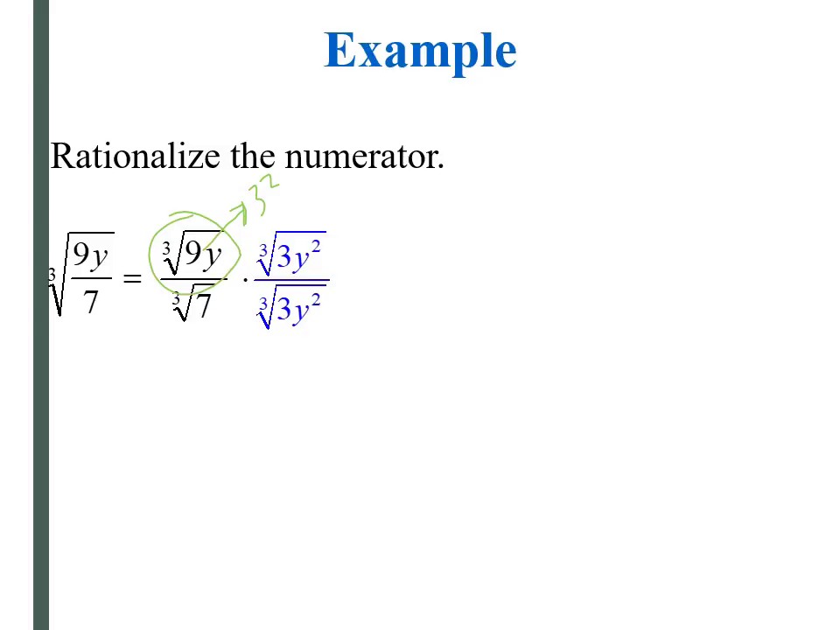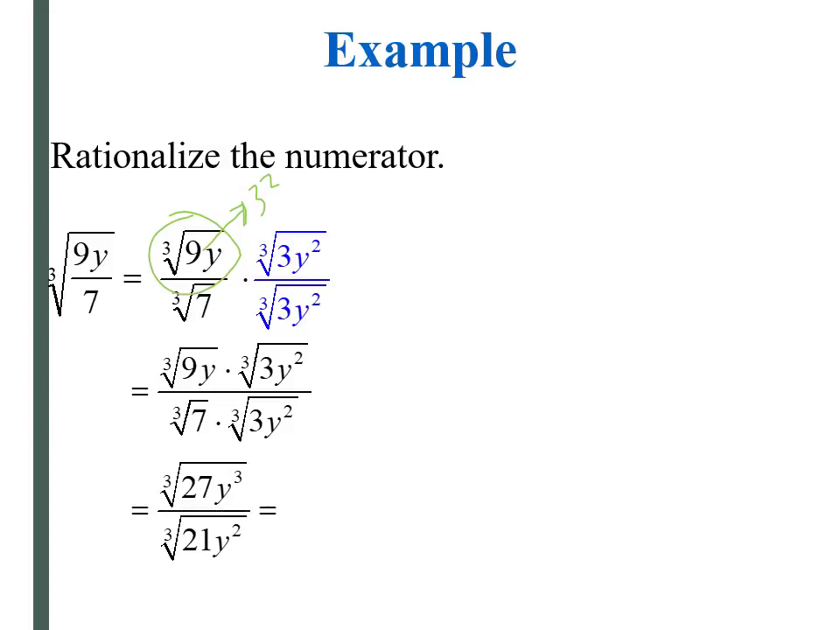Well, I just said that, I'm sorry. Numerator and denominator should cover that. So I'm going to multiply. When I multiply, I end up with 9 times 3 is 27 y cubed. And then I have the cube root of 21 y squared. And the cube root of 27 is 3. The cube root of y cubed is y. And I can't do anything to my denominator, so I am done.